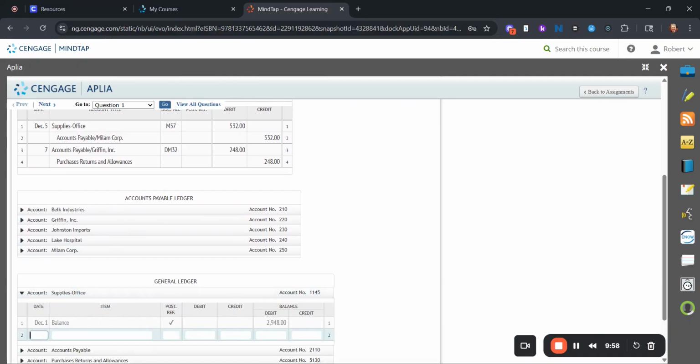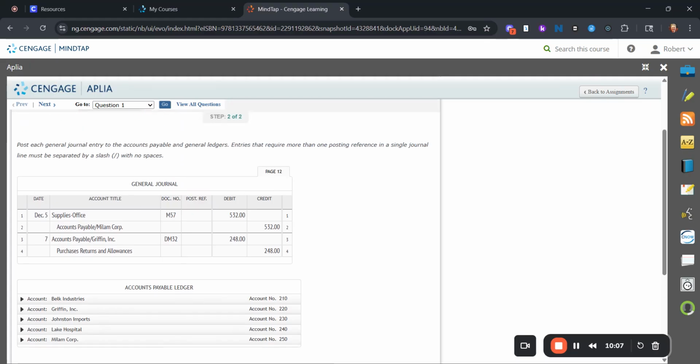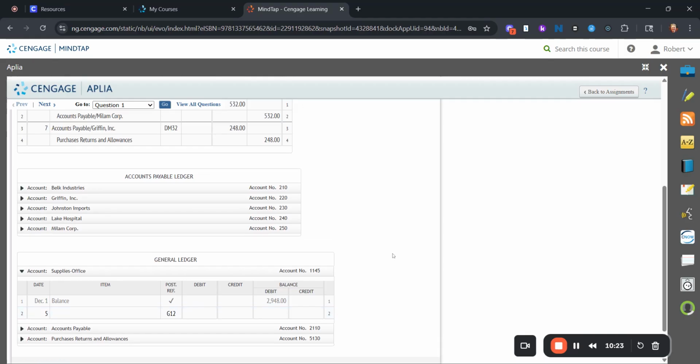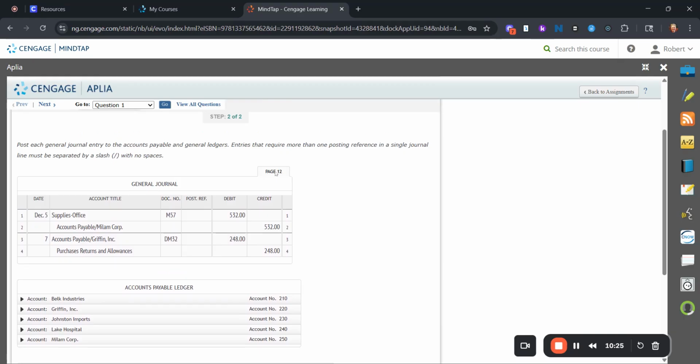The date, December 5th. And that's a general journal, page 12. So since it's a general journal, we're going to use a G as part of the posting reference, so G for general journal. Then page 12. We got that page 12 in the top right corner.